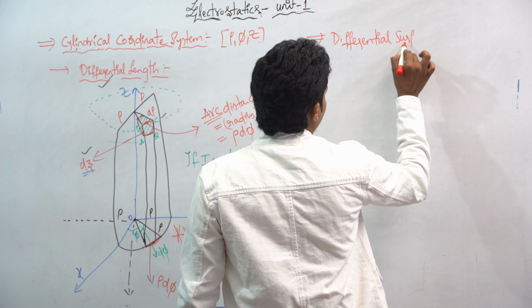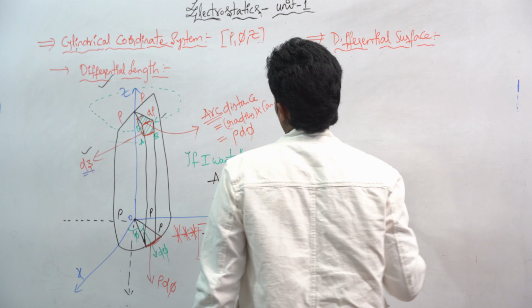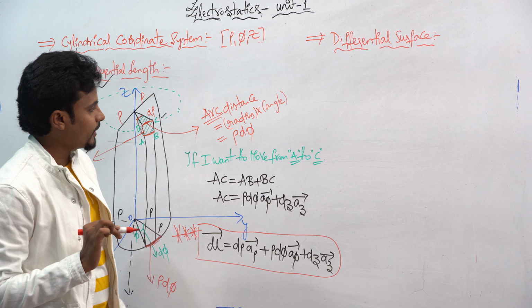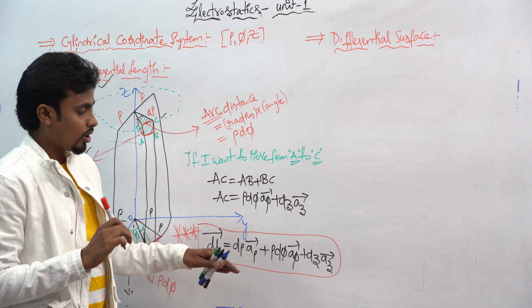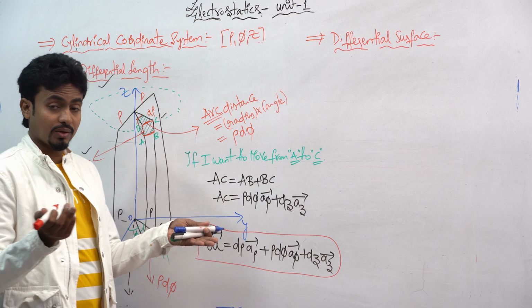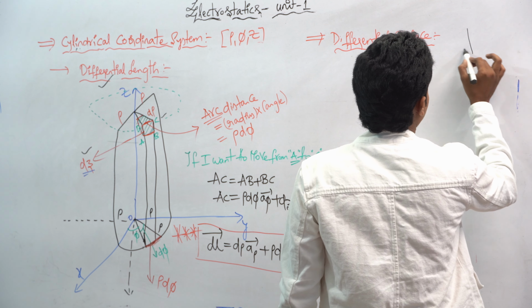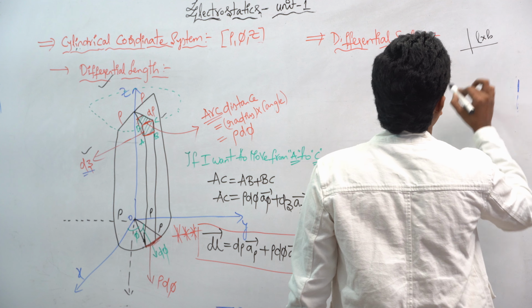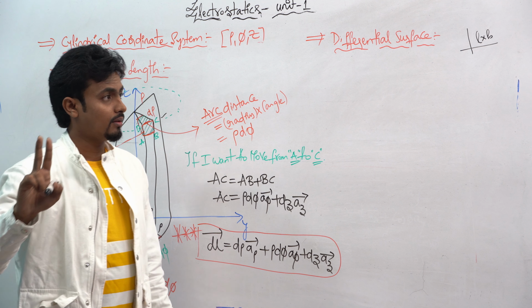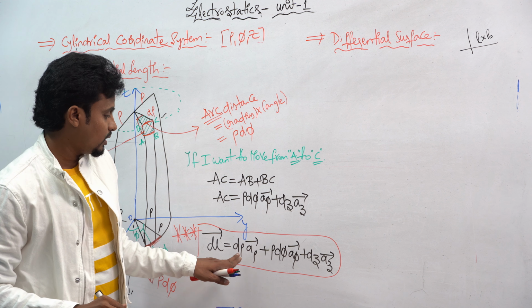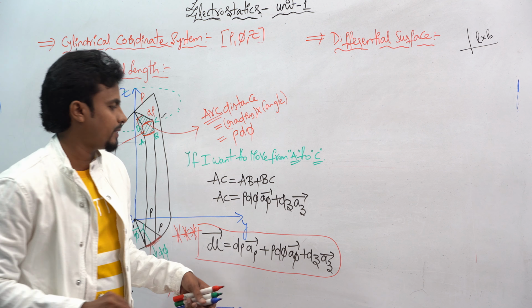Differential surface. If you want to take a surface, you have to apply the L into B. You have to take only two of the dimensions, and here if I want to take d rho d phi, what will happen to the unit vector? That will become the AZ cap.